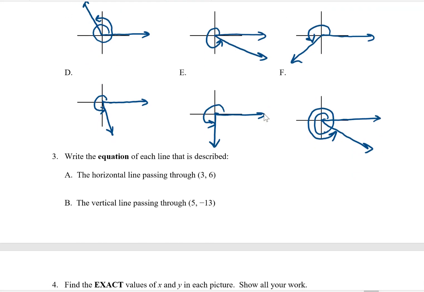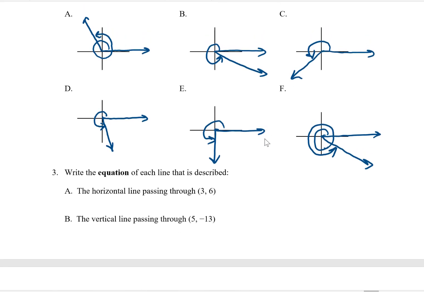And then problem number 3 is a review from algebra. I want the equation of the horizontal line that goes through this point. Well, what you have to remember from algebra is that all horizontal lines have the same looking equation. It's always y, an equal sign, and a number. Of course, the only y number in this problem is 6, so the equation must be y equals 6.